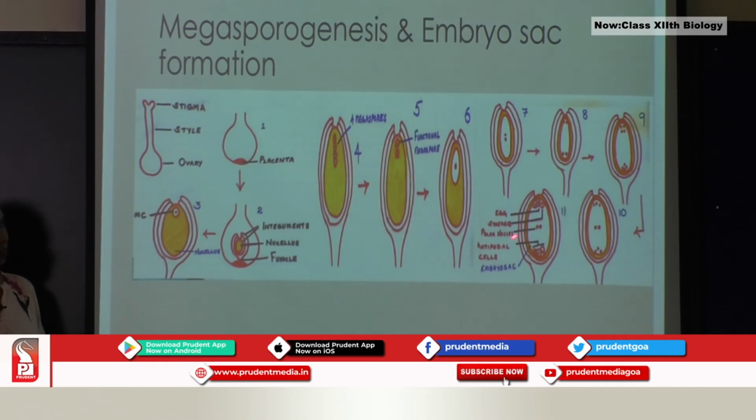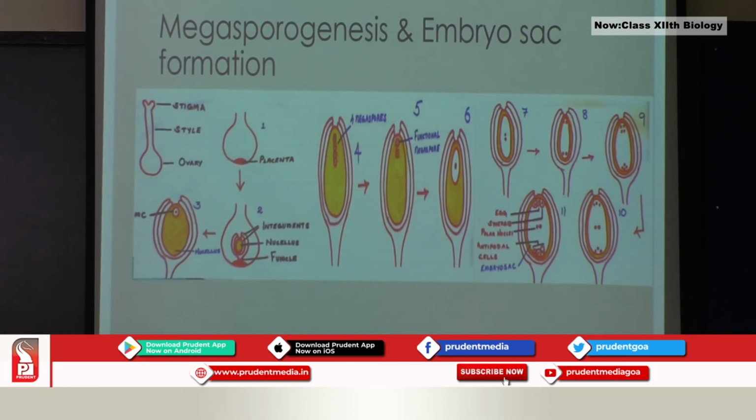In the center we have the central cell with 2 nuclei. The 2 nuclei are again haploid nuclei. So we have the haploid egg apparatus cells, the haploid antipodals, and the central cell, which I will not call diploid. Why? Because the 2 nuclei are not fused. So rather I would use the term N plus N in this case. So what you see is a typical structure of the embryo sac.